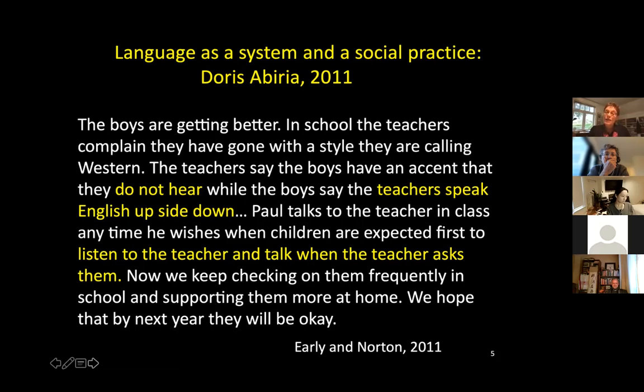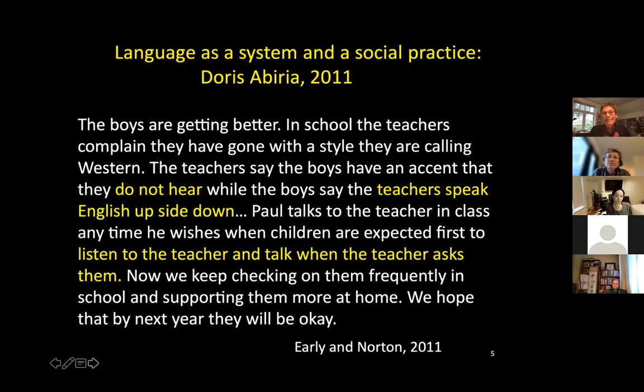So we asked Doris how the boys were doing. She had two young boys, and she said, the boys are getting better. In school, the teachers complain that they have gone with a style they are calling Western. The teachers say the boys have an accent that they do not hear, while the boys say the teachers speak English upside down. Paul talks to the teacher in class anytime he wishes, when children are expected first to listen to the teacher and talk when the teacher asks them. Now we keep checking on them frequently in school and supporting them more at home. We hope that by next year, they will be okay.